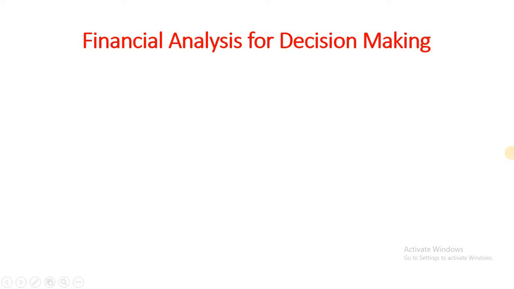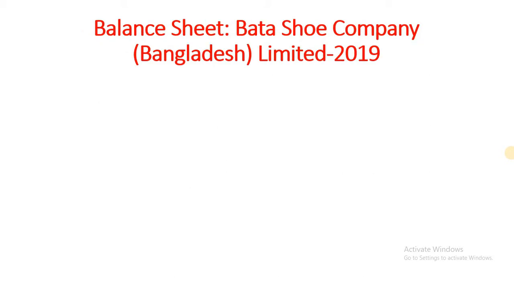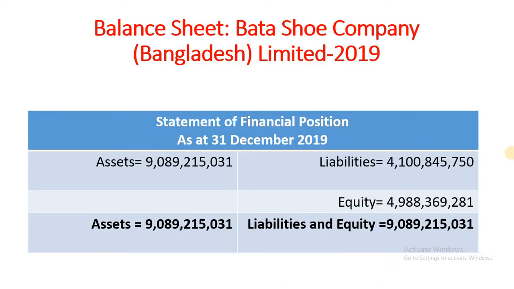Having discussed assets, we can now move on to the second component of the balance sheet, liabilities. Let's look at the balance sheet of Bata Shoe Company Limited again. Assets of Bata Shoe Company Limited are partly financed by liabilities, which is 4,100 million taka. So, what does it mean by liabilities of Bata Shoe Company Limited?